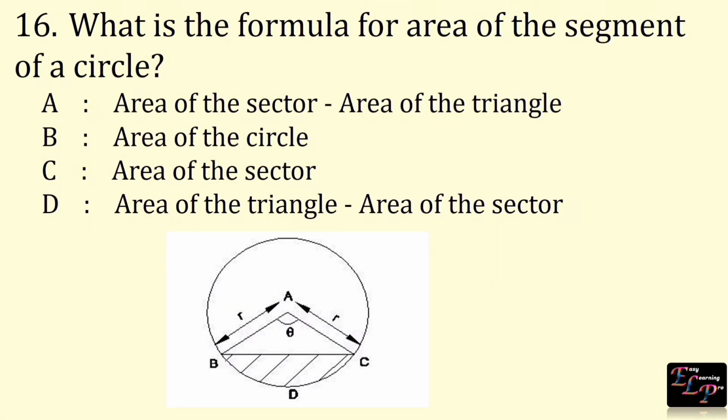What is the formula for area of the segment of a circle? Area of segment is given by area of sector minus area of triangle. So the answer is option A, area of sector minus area of triangle.